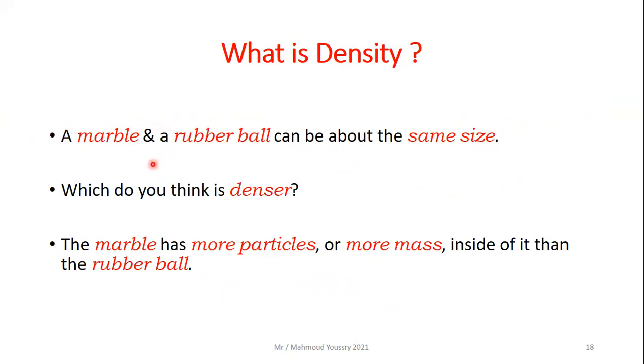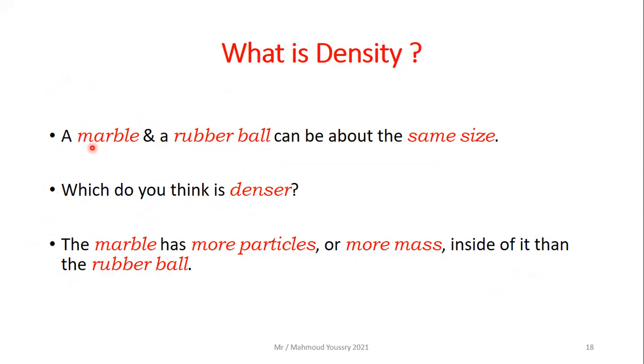A marble and a rubber ball, for example, can be about the same size. Which one do you think is denser, the marble or the rubber ball? The marble has more particles or more mass inside of it than the rubber ball.